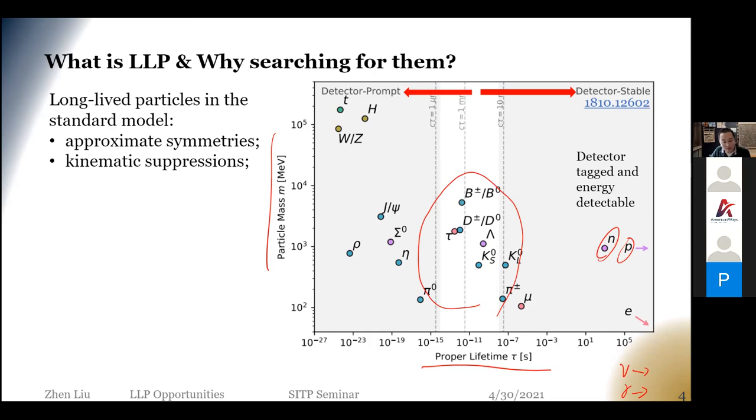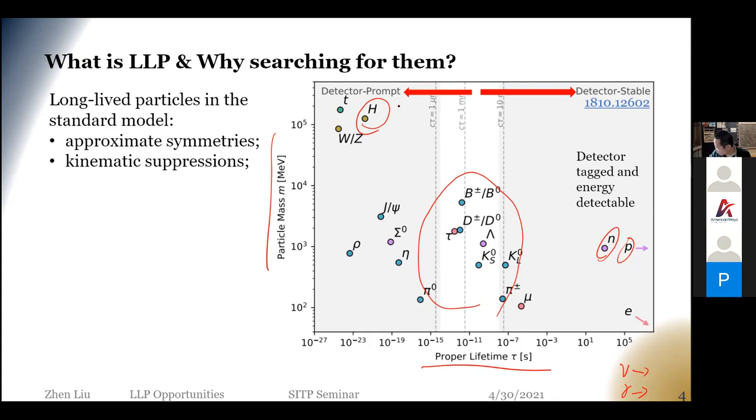For instance, everyone probably still vividly remembers the discovery of the Higgs boson. We produce the Higgs at the production point, it decays instantaneously to a pair of photons, and we look for the photons. So in reality, we're detecting photons, stable particles, and trying to reconstruct the Higgs resonance.